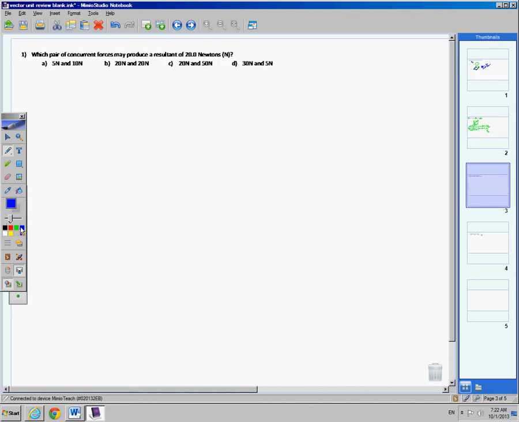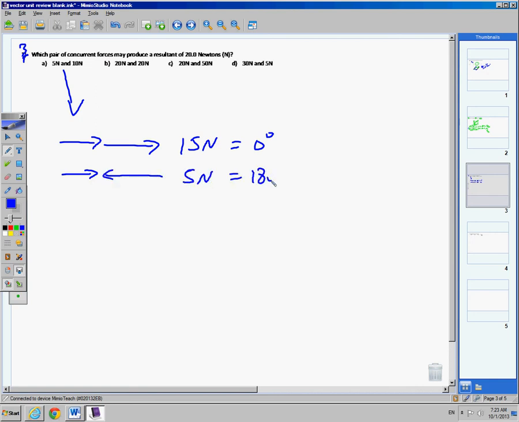This is number 3. Again, I don't know why it has 1 here. Which pair of concurrent forces may produce a resultant of 20 newtons? So let's check this out. Let's just look at choice A first. If I have a 5 and a 10, I get 15 newtons, and that's at 0 degrees. If I have a 5 and a 10, it gives me a 5 newtons at 180 degrees. Anywhere between 15 and 5, I can make a resultant if I change the angle. So if I go from 0 degrees down to 180 degrees, I can get a 15, 14, 13, 12, 11, all the way down to 5.